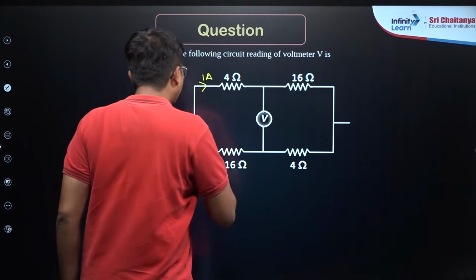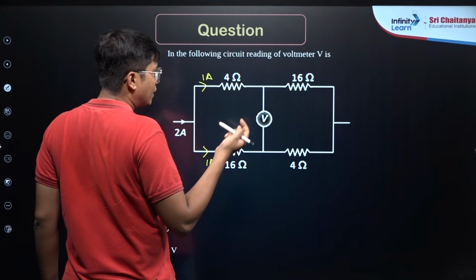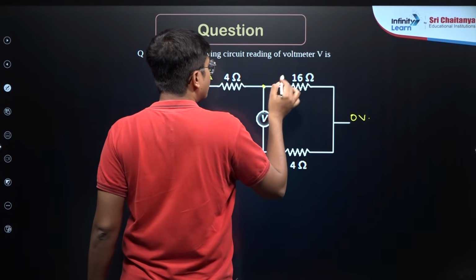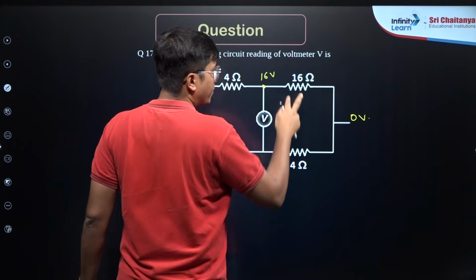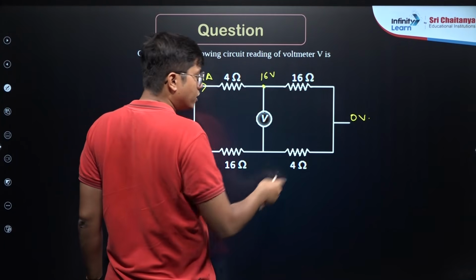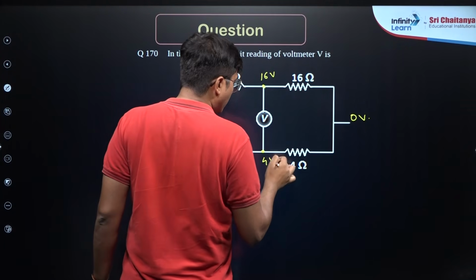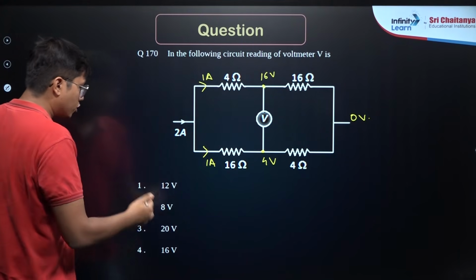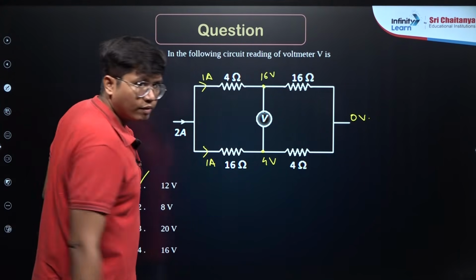So hypothetically, let's say here the voltage was 0 volts. If it is 0 volts, then at this point the voltage would be 16 volts, because 16 into 1, that would be the voltage. Here it would be 4 volts, because 1 into 4. The voltage drop would be 4 volts from 0 to this. So the difference is 12 volts.